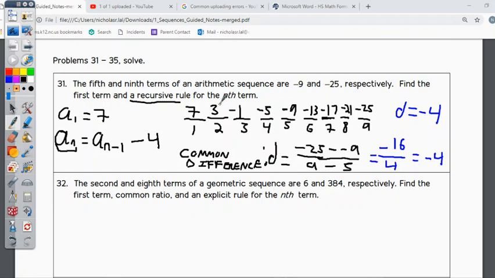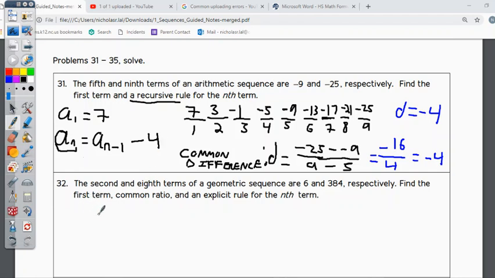The second term is equal to the first term minus 4, because 3 is equal to 7 minus 4. The fifth term is equal to the fourth term minus 4, because negative 5 minus 4 is negative 9. All right, so that's 31. Hopefully this walkthrough will help you guys out. Problem 32.